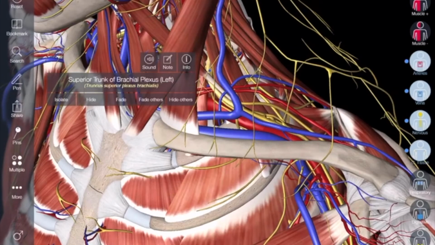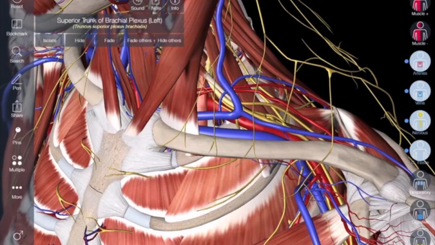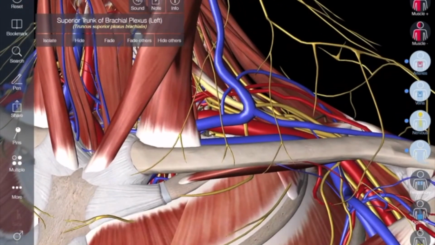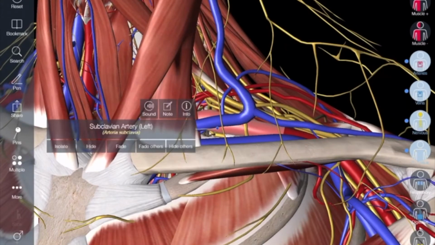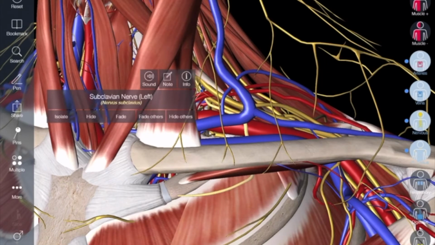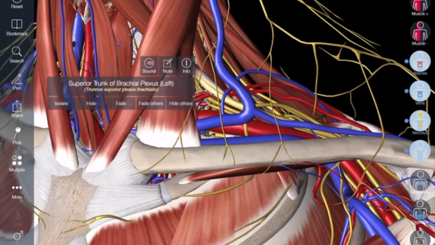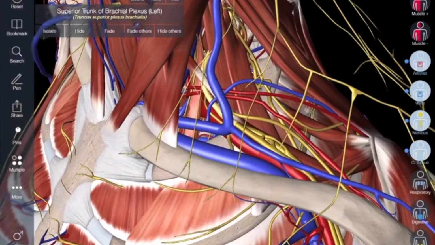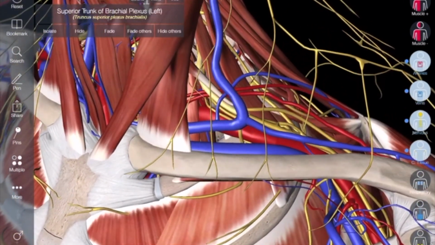This is the superior trunk of the brachial plexus, but we could just say the brachial plexus. I don't know if I can indicate the inferior trunk. I might be able to. There's the middle trunk, and that's the subclavian nerve. Anyway, you can see all these nerves in here, and let's just look at the superior trunk of the brachial plexus. All of this stuff is coming out from the spine in between the anterior and the middle scalene.